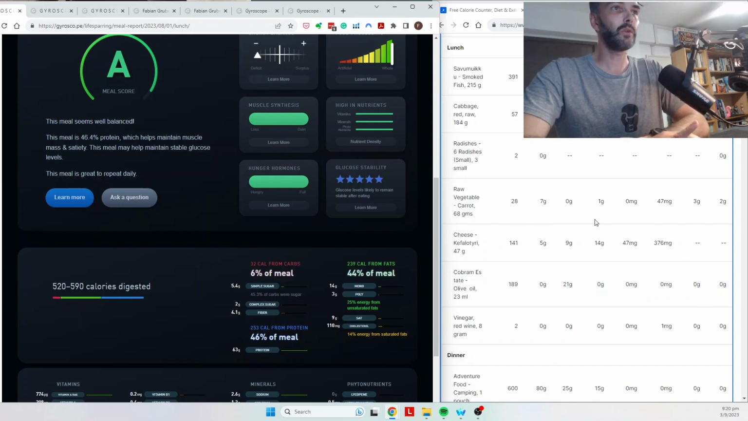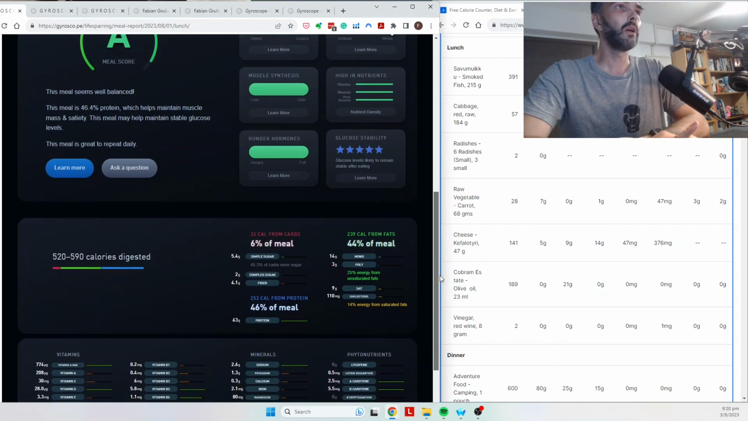So it's around 30% protein versus 46% here at X-ray. Fat is 58% in reality versus 44% because of the fish. And carbs is 12% versus 6%. So we are off quite a bit on the calories and also on the overall macros.